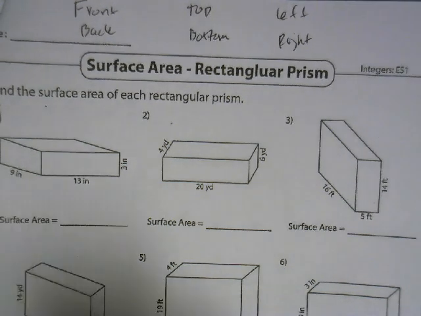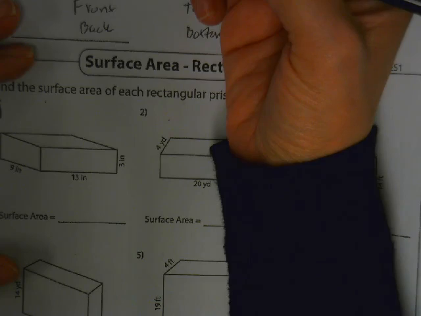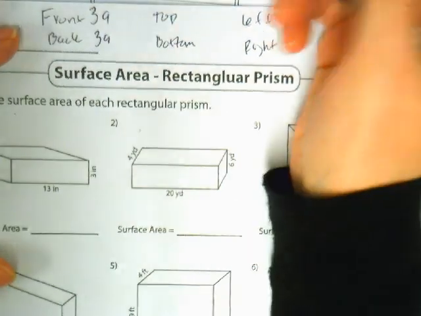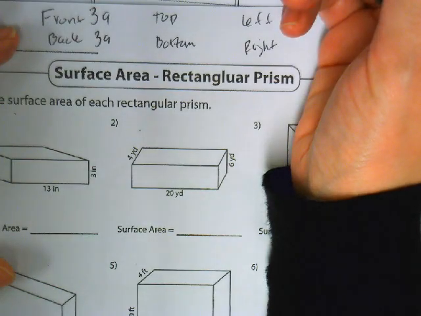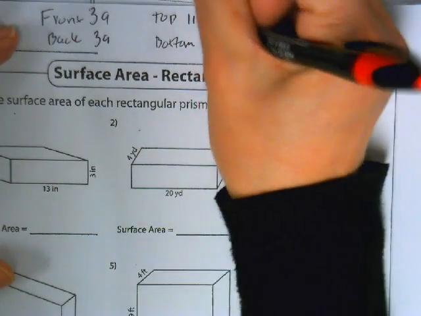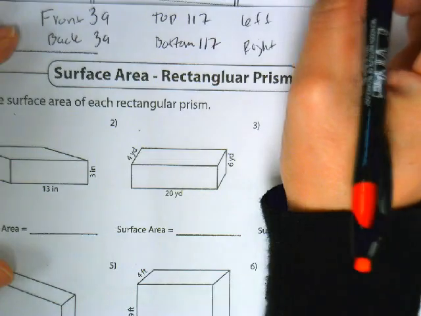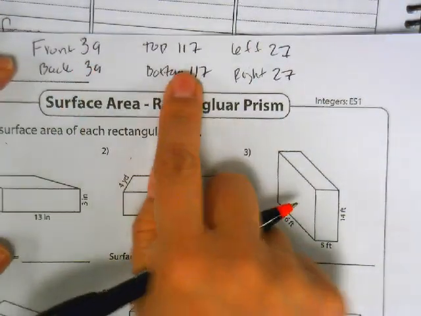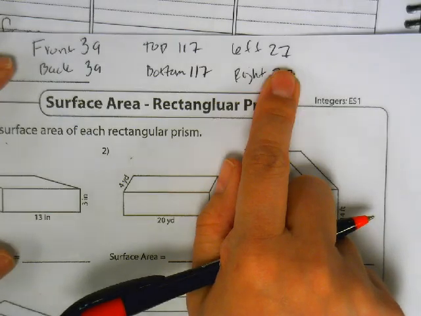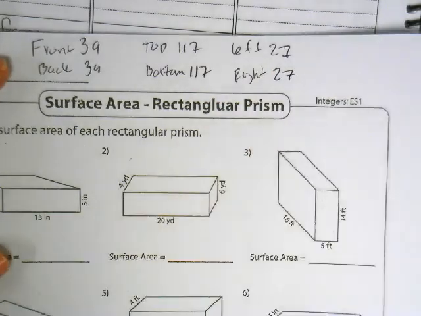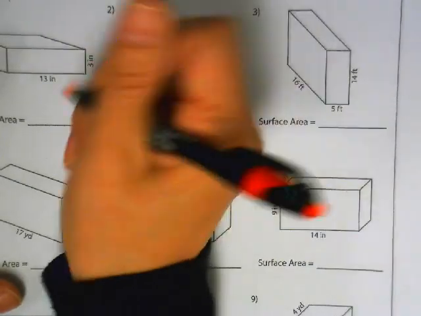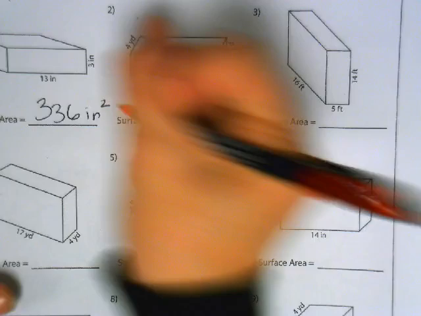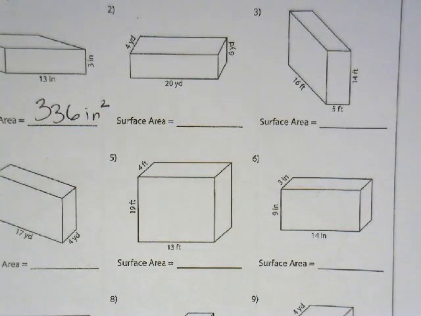What's the area of the front and back? 39. What's the area of top or bottom? 117. And then what's the area of the left or the right? 27. Very good. So if you got 39, 117, 27, you did the math correctly. Now what's the sum? 366 inches squared. Yes, 366. Very good. All right. Are we good? Yes. Squared. All right. So that's 6th grade.